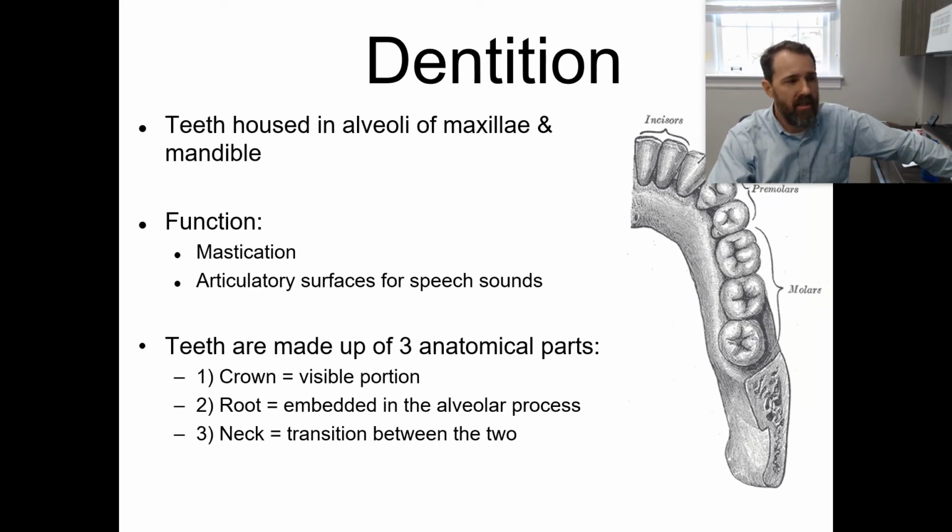So you have two sets of teeth. You have your mandibular teeth, and that is the teeth that is set in your mandible. And you have your maxillary teeth, and those are your teeth that are set in your maxilla.